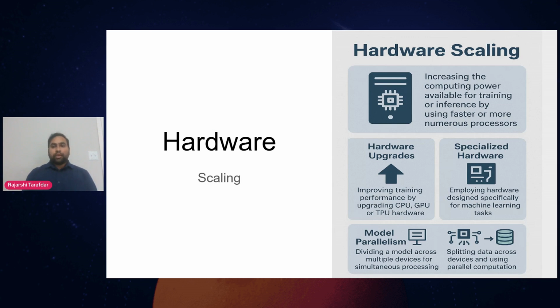So this is, if you see, basically we have to use multiple processors for the hardware scaling, and the scaling can be done as a horizontal scaling or a vertical scaling. So there are hardware upgrades also there, and we can improve the training performance by upgrading the CPU and the GPU or the TPU hardware. And we can use specialized hardware also, which is particularly suitable for machine learning tasks.